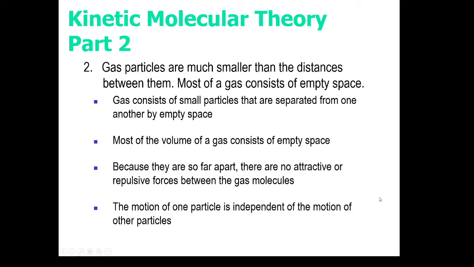The second part of the kinetic molecular theory says that gas particles are much smaller than the distances between them. If I have a gas in a container, the majority of the container is empty space. That's why back in chapter 1, when we talked about gases, we said that they're very highly compressible. The reason they're highly compressible is all of this empty space in between the gases. So most of our volume is empty space.